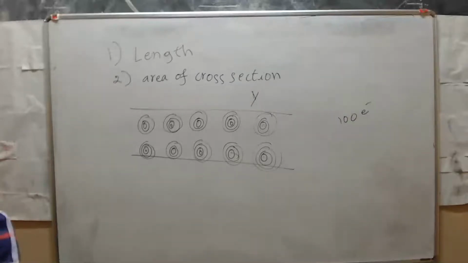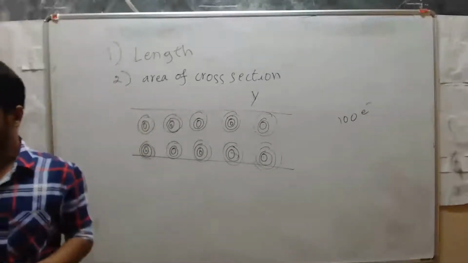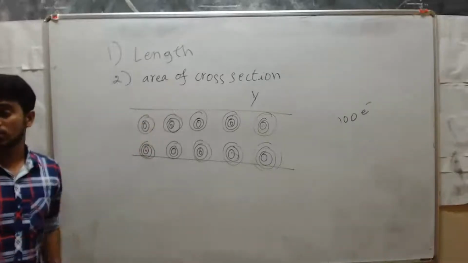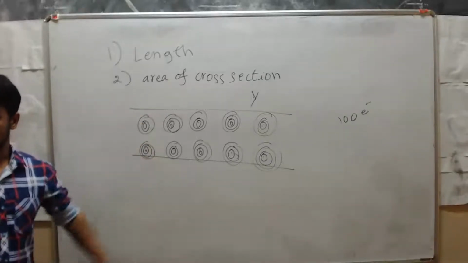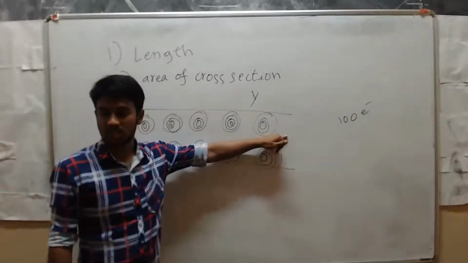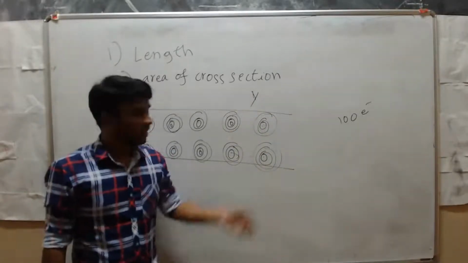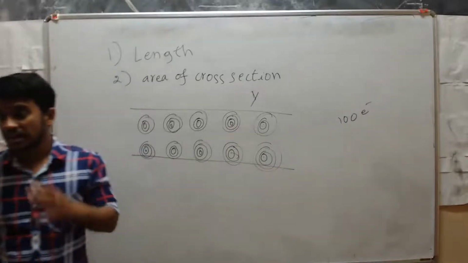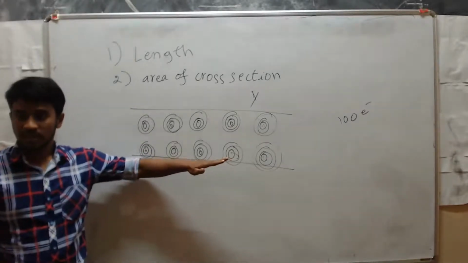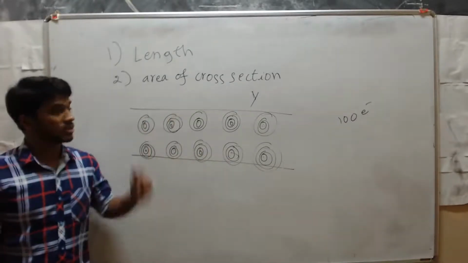So when you increase the length of the conductor, resistance increases. When you increase the area of cross section, the resistance decreases. It's because when you increase the area of cross section, it is an easy path for more electrons. Why? Because the collision decreases. Collision is there, but it is less compared to the earlier one. Clear? These are the factors. Next.